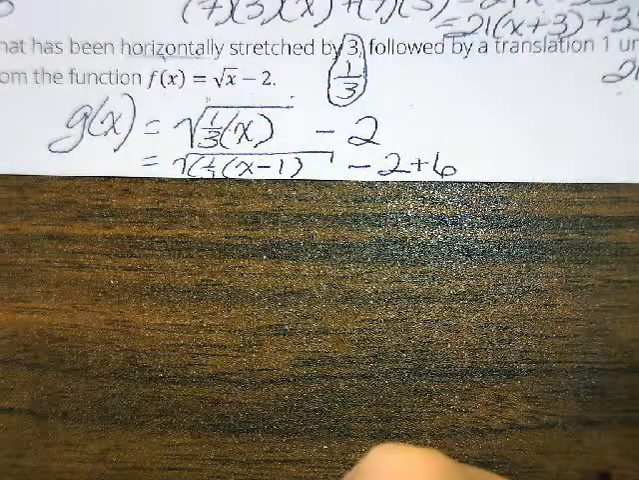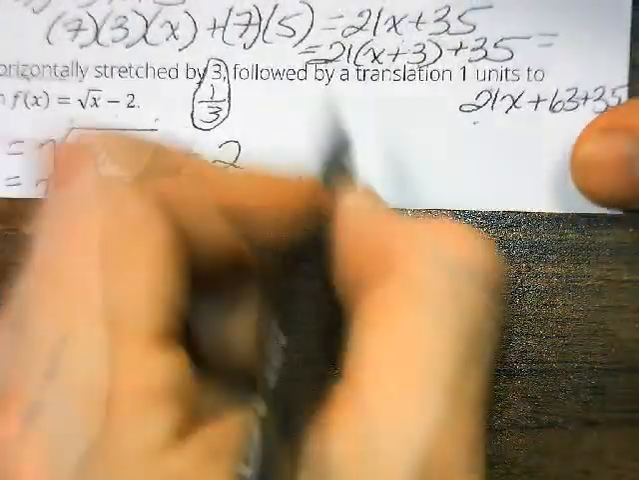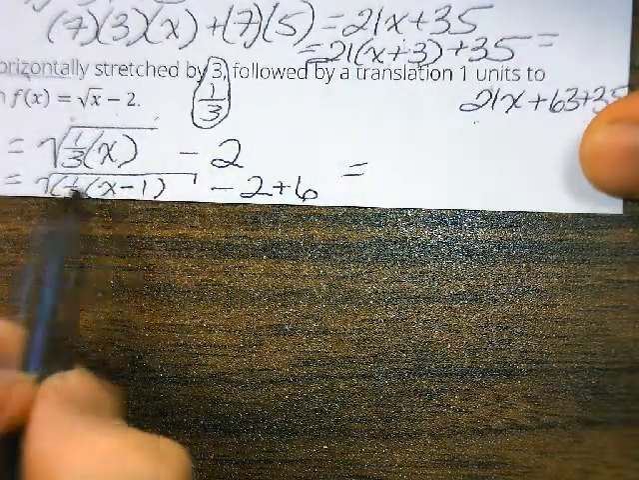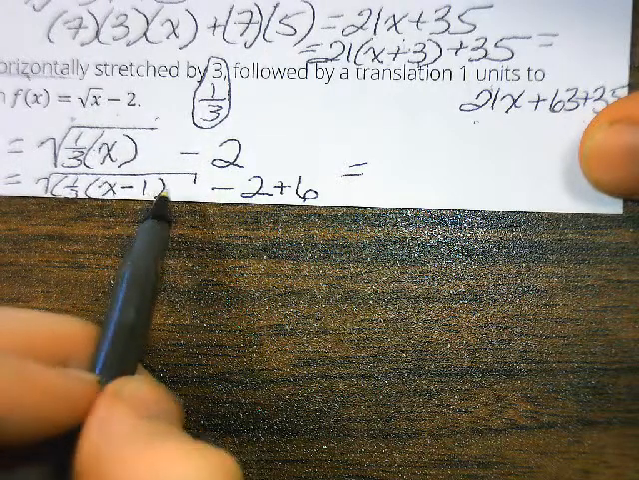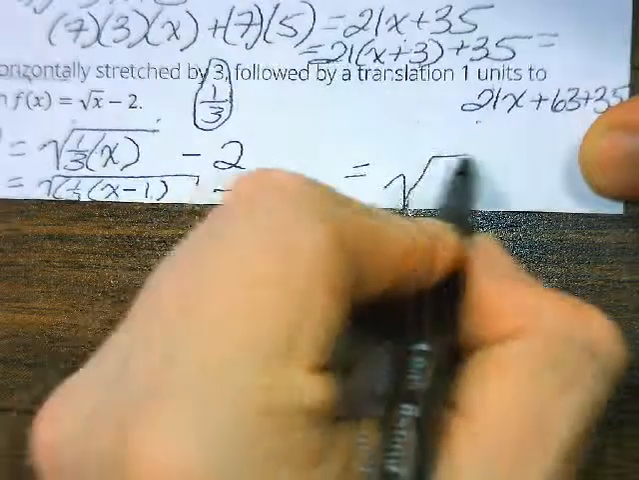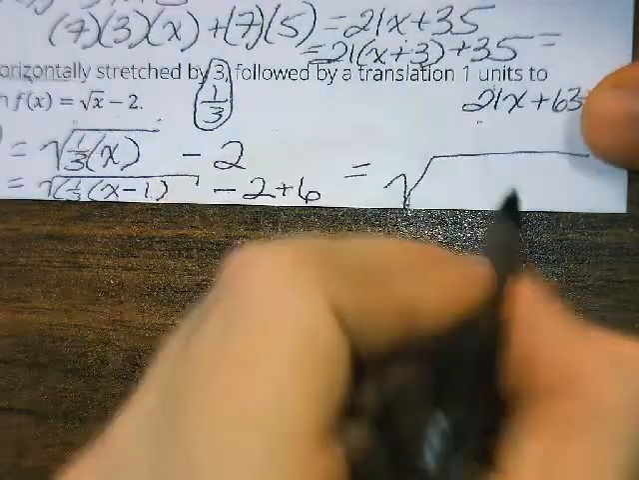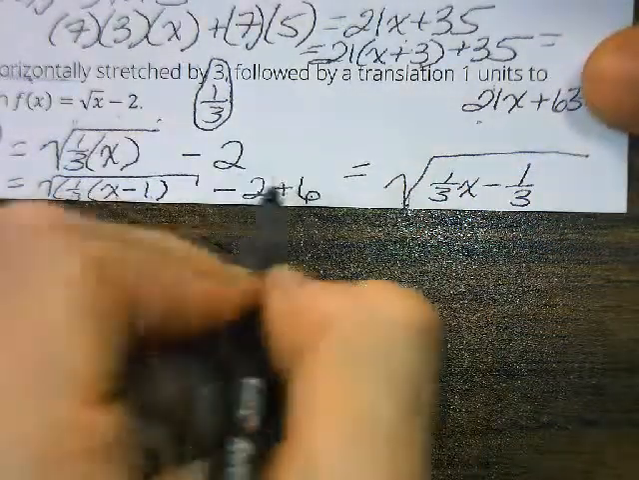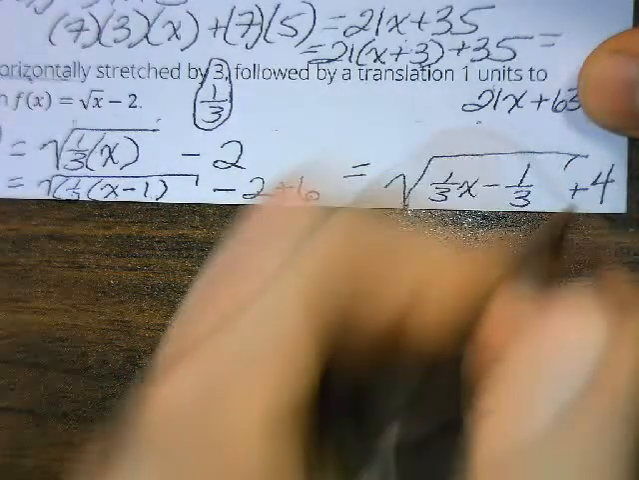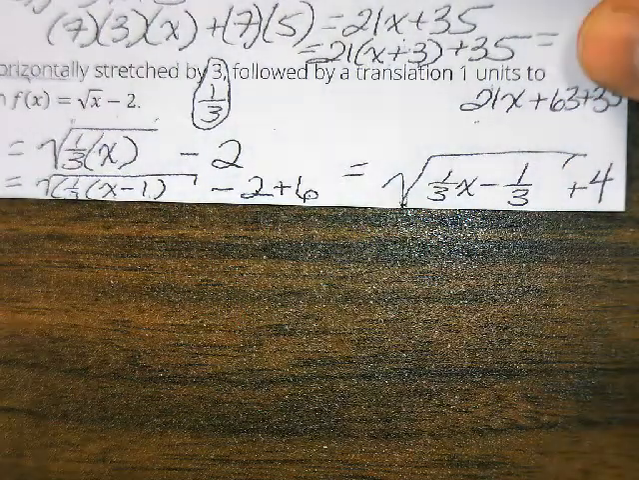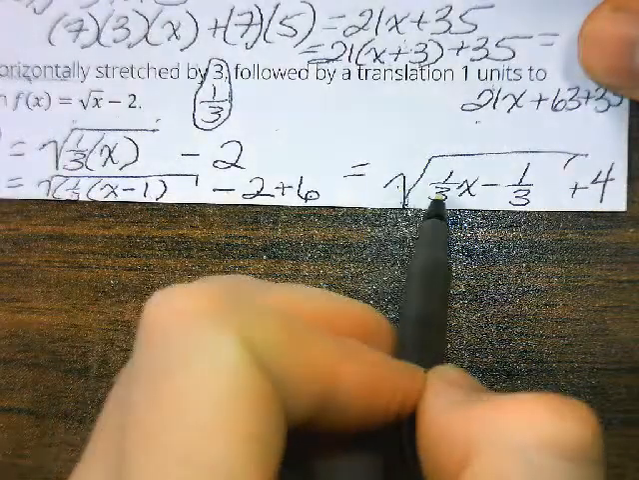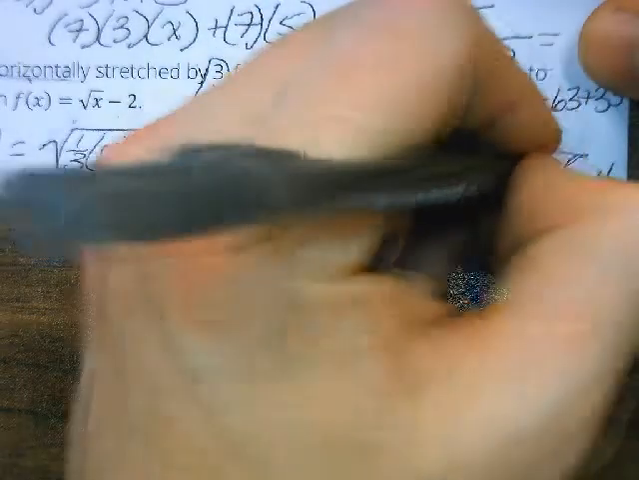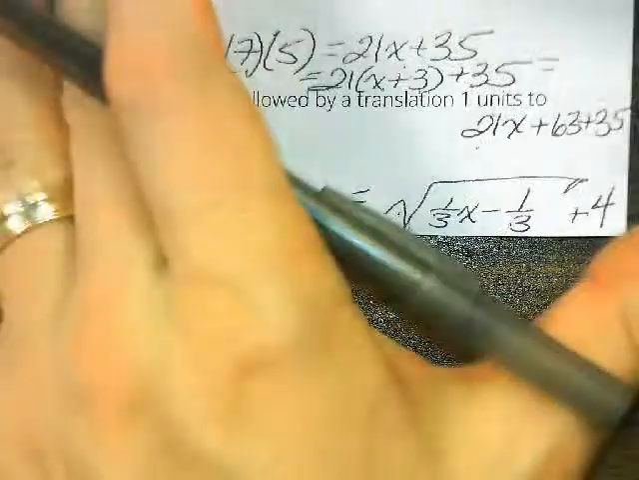And now I'm ready to simplify. So 1/3 times x is 1/3 x, and 1/3 times negative 1 is negative 1/3. So we have the square root of 1/3 x minus 1/3, and then negative 2 plus 6 is just 4. So plus 4 comes over here at the very end. So g of x equals the square root of 1/3 x minus 1/3, and then plus 4 on the very end. This is its own thing outside of the radical. Good. Let's go on to the back side and finish up our transformations.